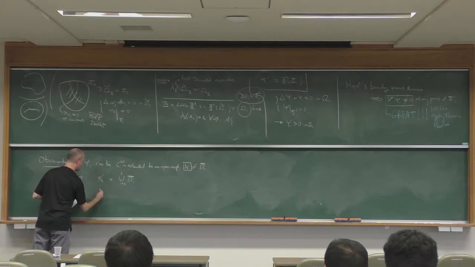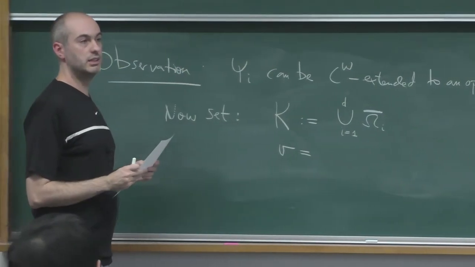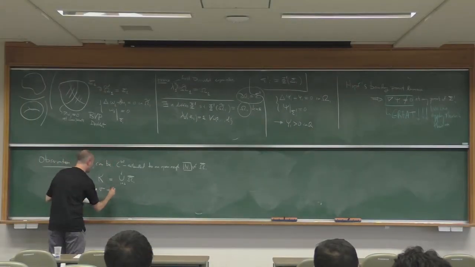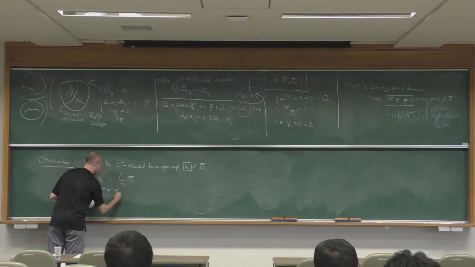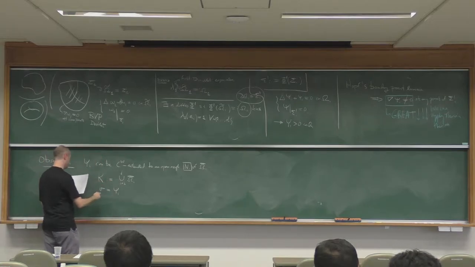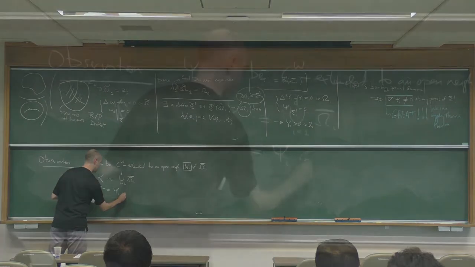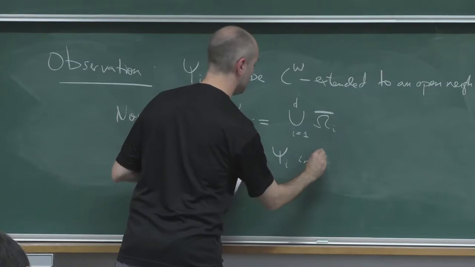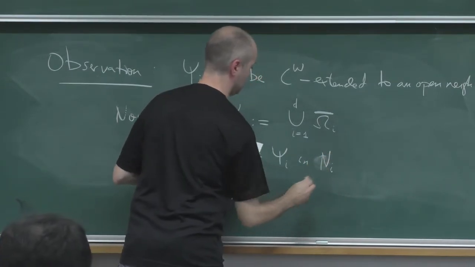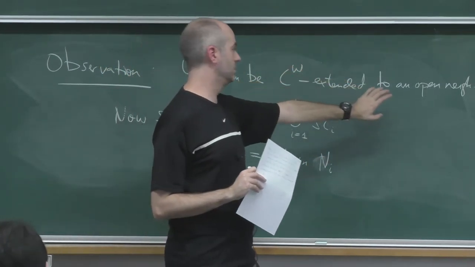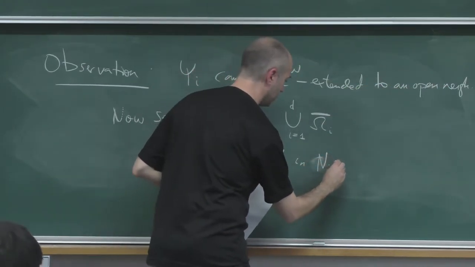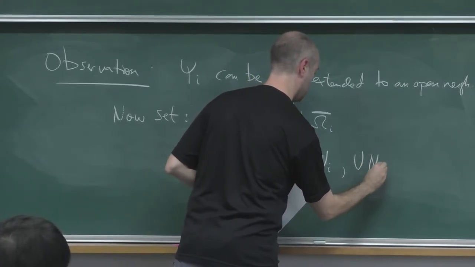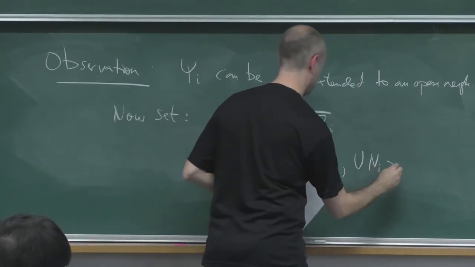And our local solution B, the B in the statement of the global approximation theorem, will be in each one of these domains c I, actually in N I. Okay, we have extended c I a bit. This N I contains, so the union of N I contains K.